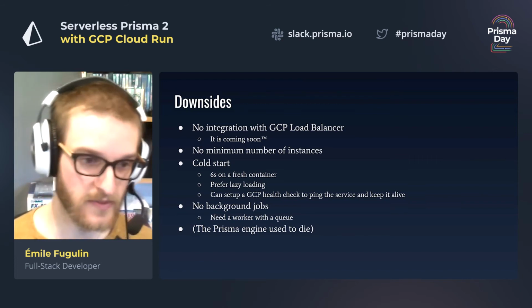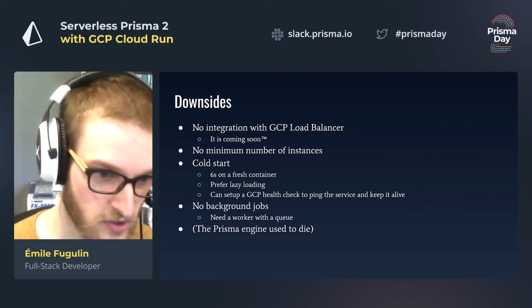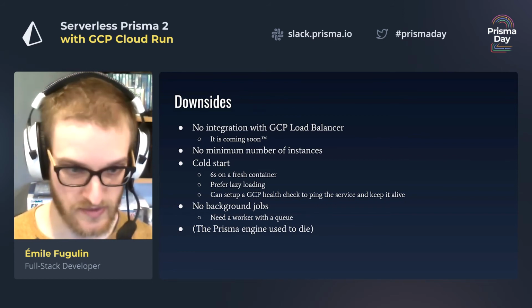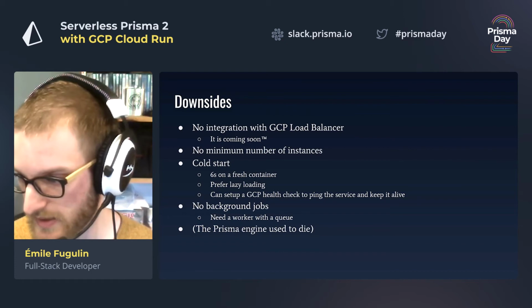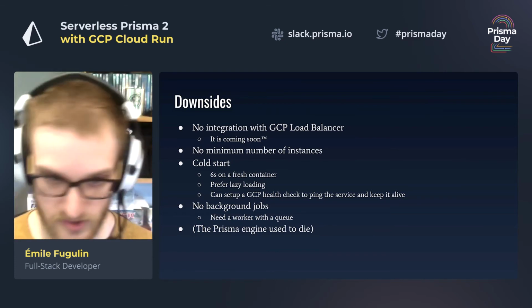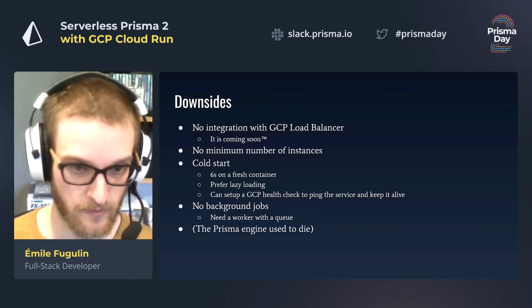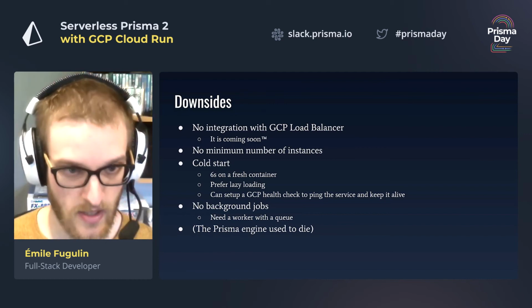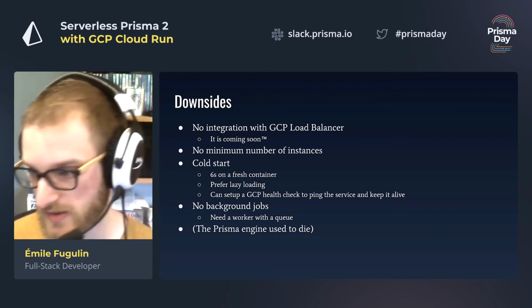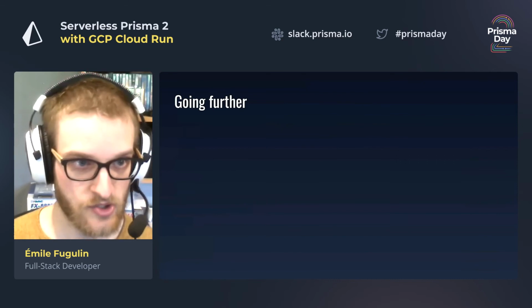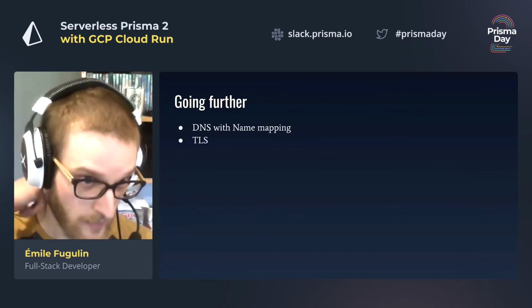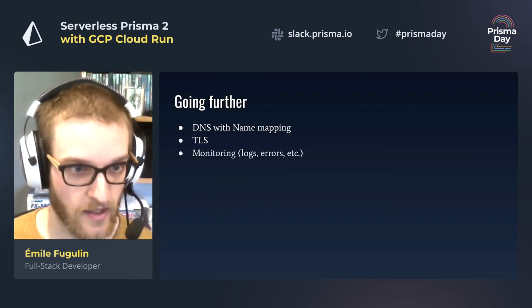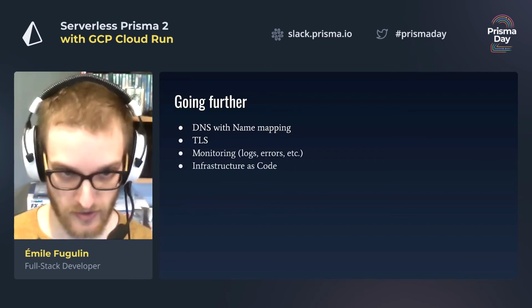One other problem is also that there are no background jobs. So usually you need a worker with a queue, but it's usually fine for that. And the Prisma engine used to die, but it's really not a problem anymore. We just need to keep it in mind, because it's more sensitive to regressions in the future. So going further, we can do DNS with name mapping, TLS, monitoring, and infrastructure as code.